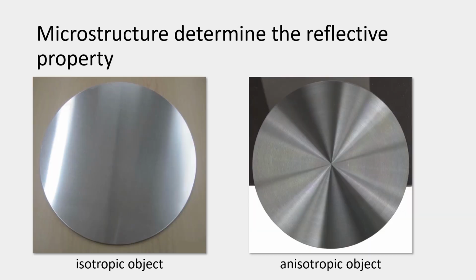Then, the surface microstructure determines the reflective property. An object with a flat surface, like the left image, usually has isotropic reflection property. Yet an object whose surface consists of microstructures would have reflection anisotropy, and the appearance would depend on the conditions of the lighting and viewing environment, just like the right image.